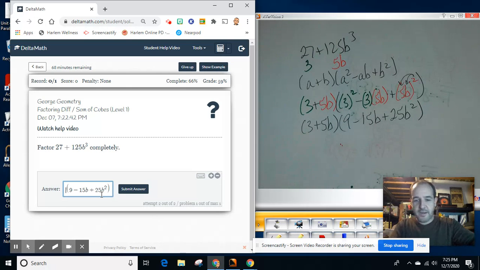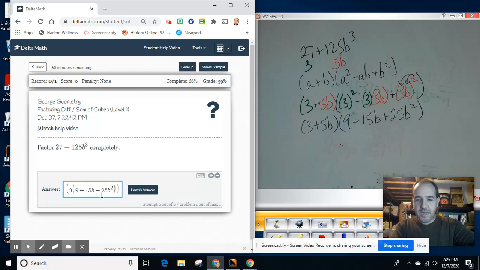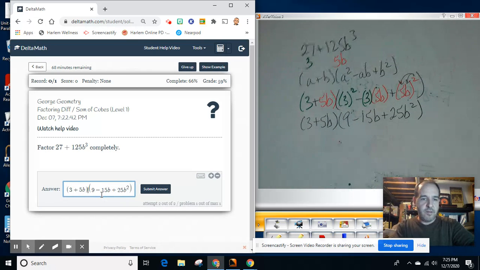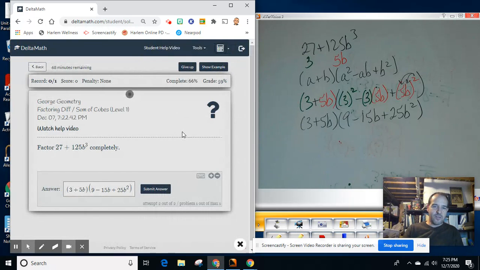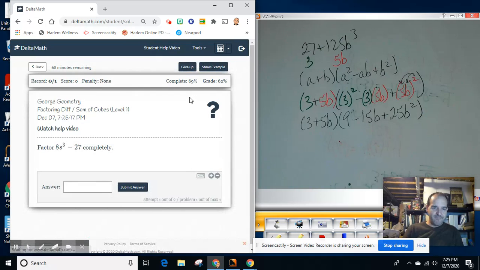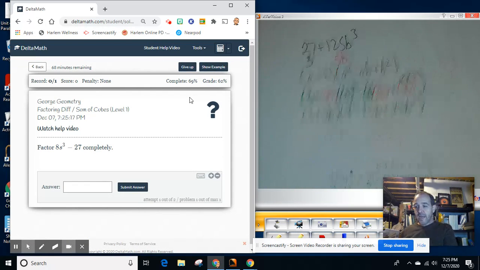Back to the beginning here. I got to have both pieces, don't I? Okay, 3 plus 5b, 9 minus 15b plus 25b squared. Okay, now that I actually typed in the whole answer, let's try. That's better. That's right.